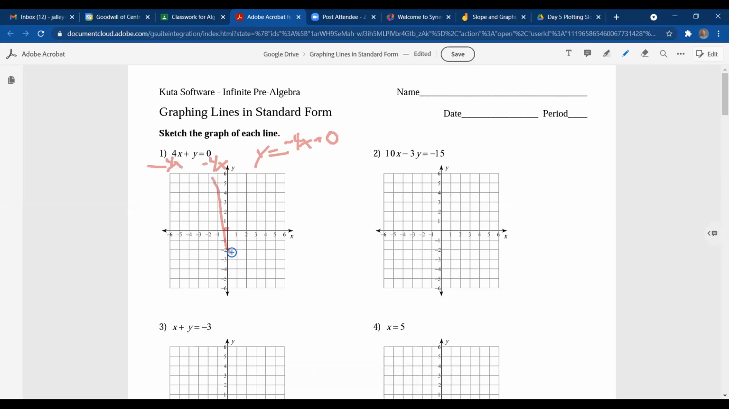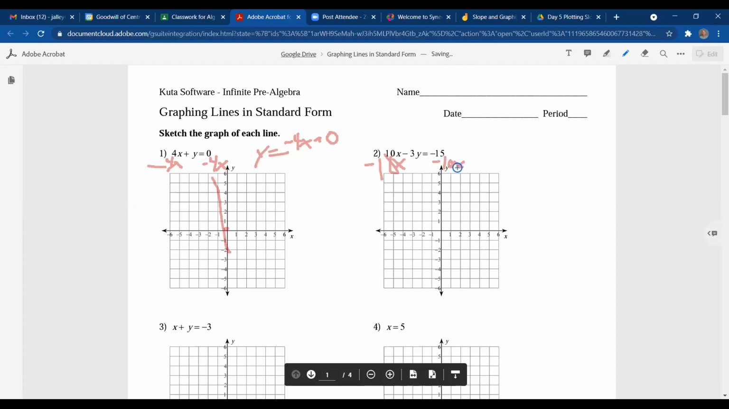Problem number 2, have to do the same thing. That's problem number 2 is going to take you 2 steps though to get to the final slope-intercept equation. A lot of them are going to be like that. Subtract the 10x first. Oh, that's hurting my fingers.